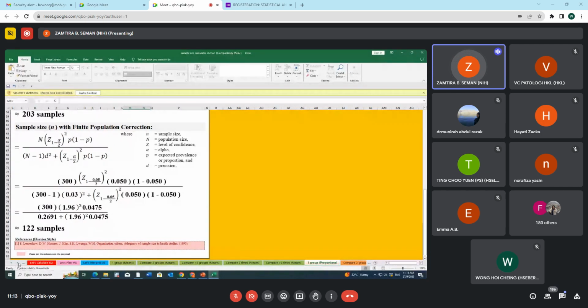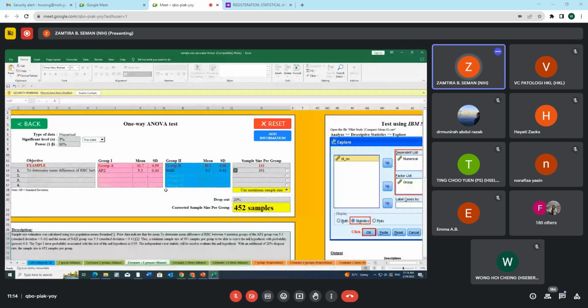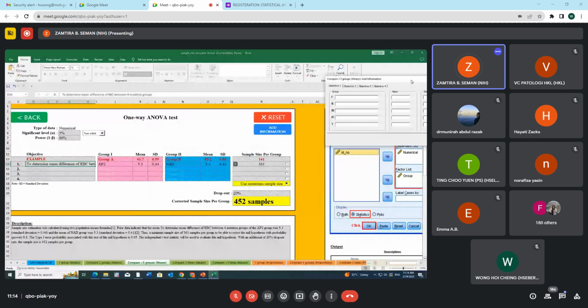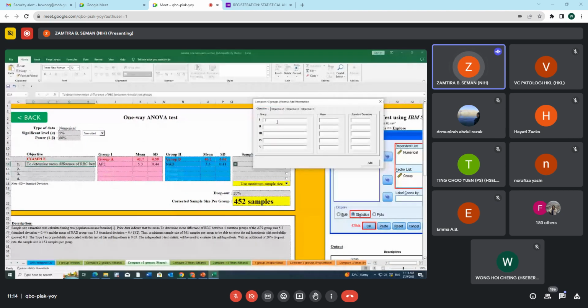Okay, kat sini ada mean, ada proportion. Macam this one compare 3 group yang kita guna just now. Go for this one, can be changed. Kemudian go to add information. Enable content. Kemudian go to add information. Kat sini kita masukkan nilai. Kalau saya letakkan group A, B, kemudian this one, C. This one katakan I put as 10, kemudian this one as 20, this one as katakan 35.